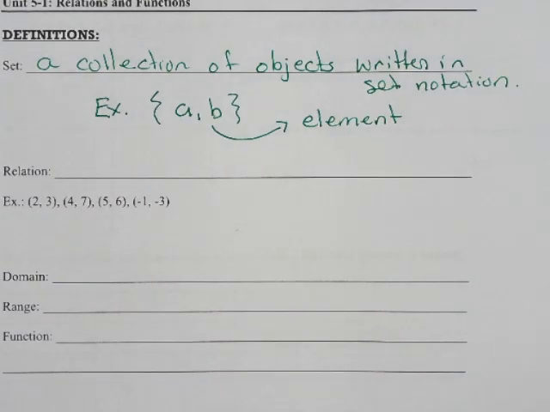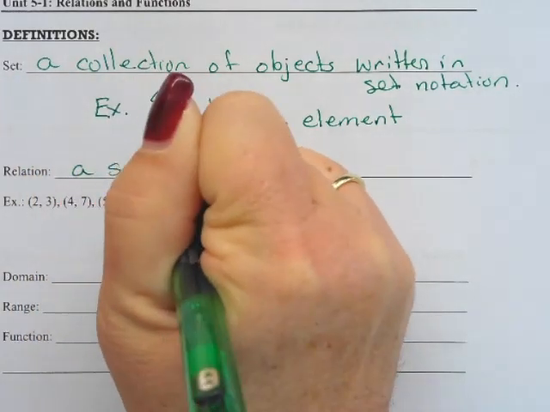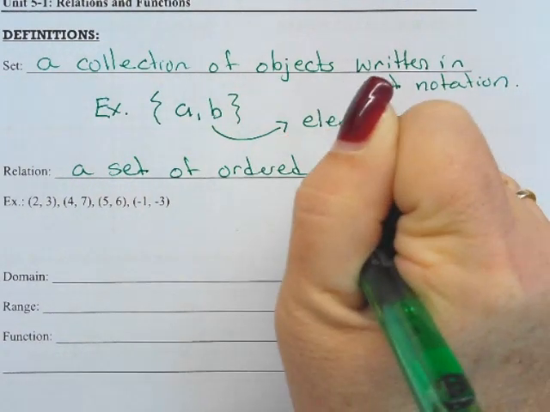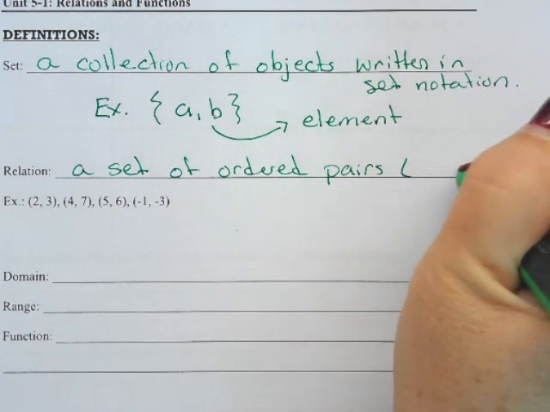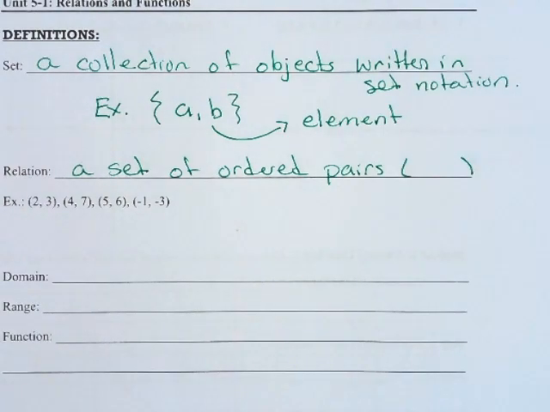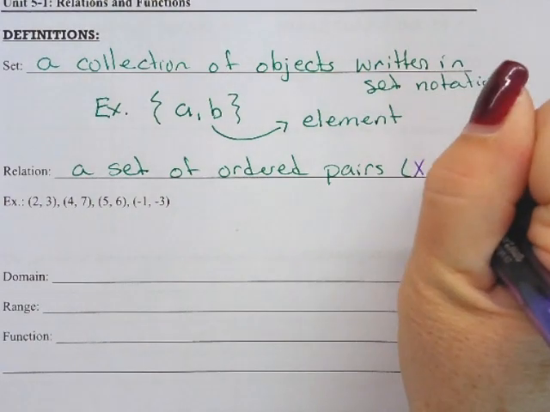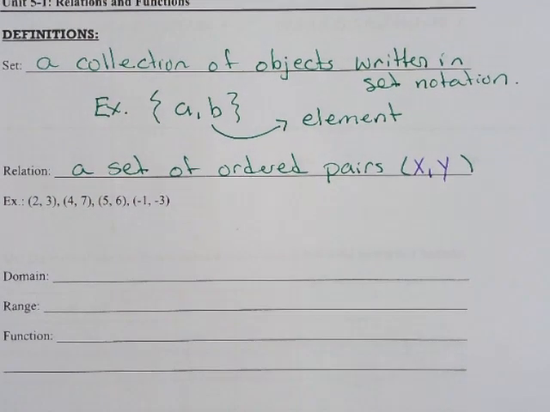Let's talk about a relation. A relation is a set of ordered pairs. And how do we write an ordered pair again? X comma Y. Will X always come first? Yes, it will never change.